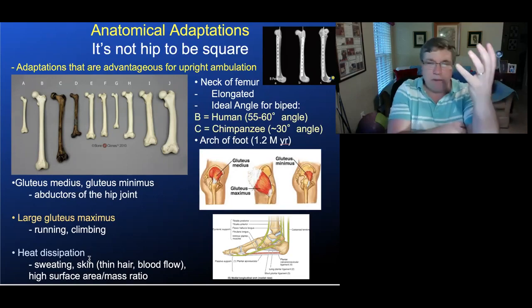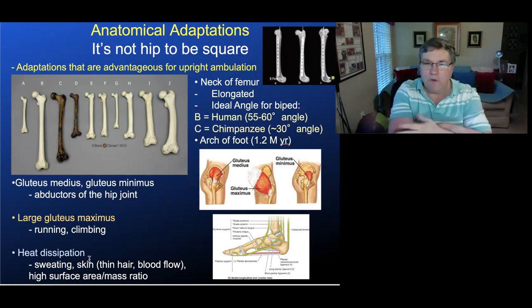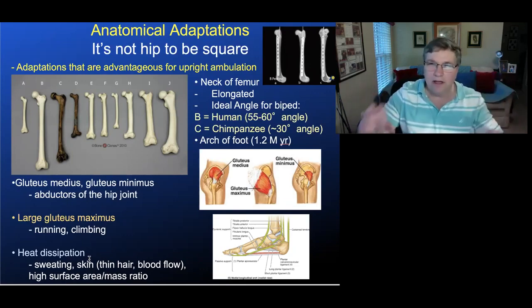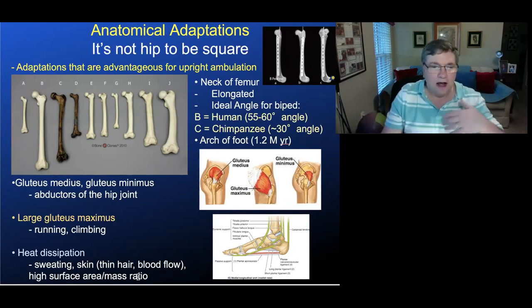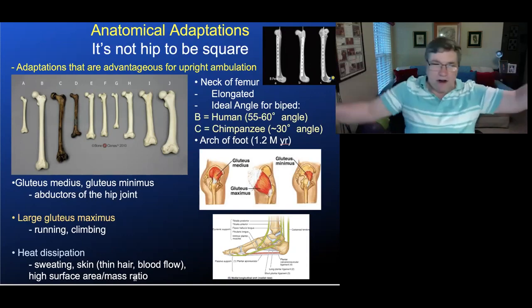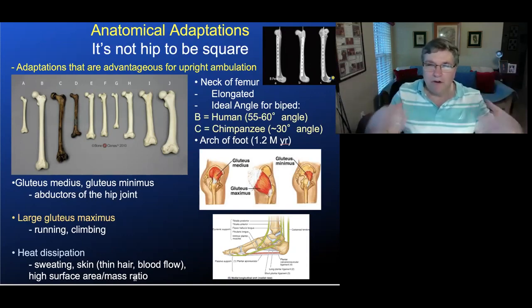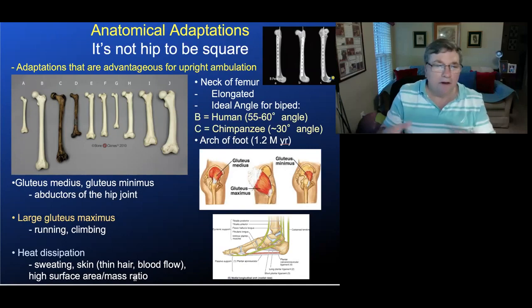And we can distribute blood towards the skin, like a radiator system. What does all this mean? This is great for heat dissipation. So we can work, we can farm, we can do hunter gathering. And it means we're not going to overheat as much, but we've got to have water because we sweat a lot. So the sweating, the skin, the thin hair, blood flow in the skin, a high surface area to mass ratio, that's great for dissipating heat. That's one of the things that makes us special.